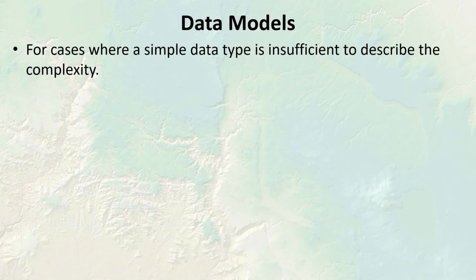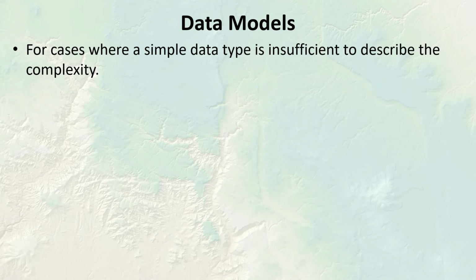Next data type is what we call a data model, and this is for cases where simple data types are not sufficient to describe the complexity of the system. Now, early on, we discussed a feature class. That was the most basic and most common type of vector data set, but sometimes things were too complex for a single feature class, so we made a feature data set we could combine multiple feature classes in. Well, this data model takes that to another level. So this is when even a feature data set is not sufficient.